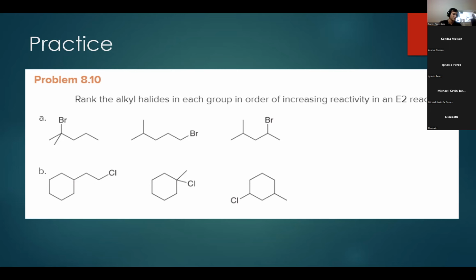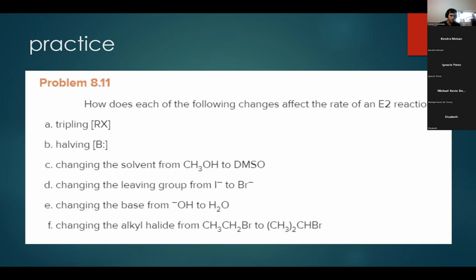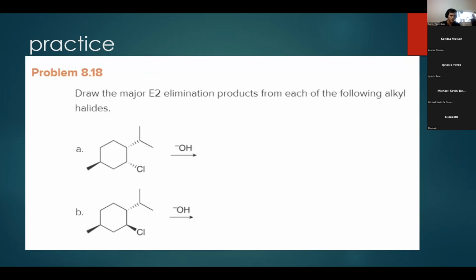Yes. So left is going to be the fastest. The more substitution, the faster the rate of reaction. Do A. Is the double bond going to go up or to the left?